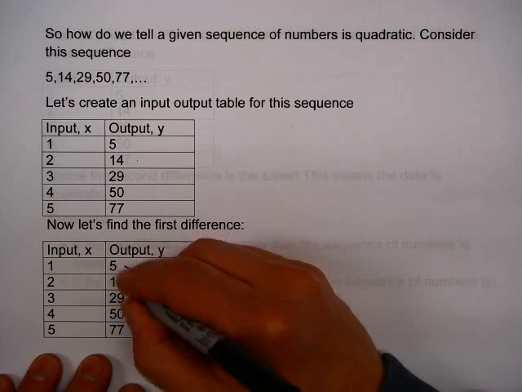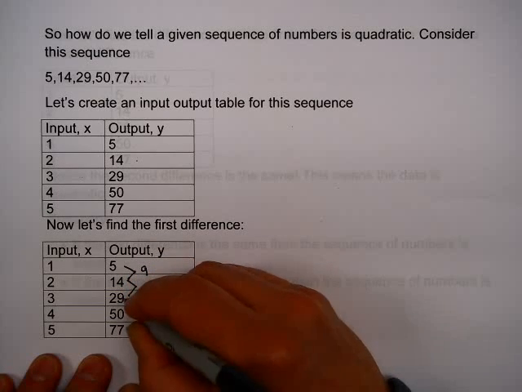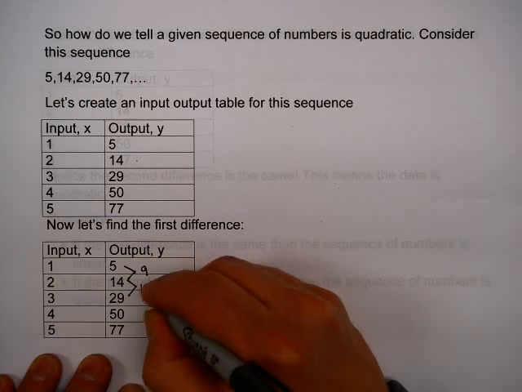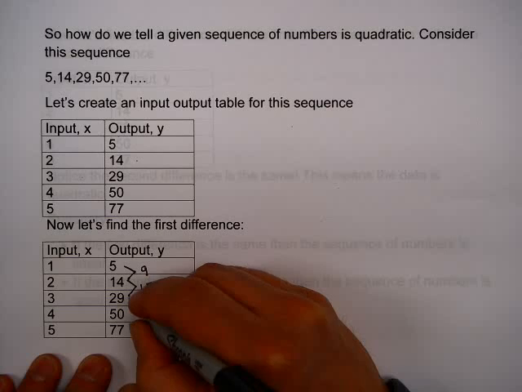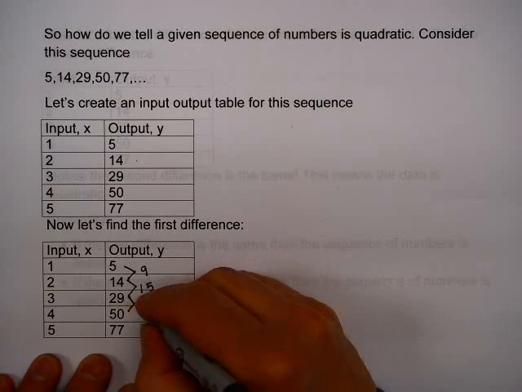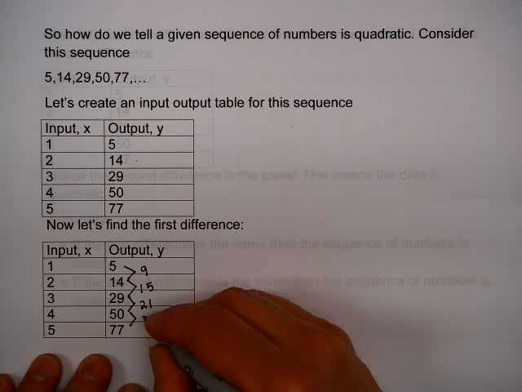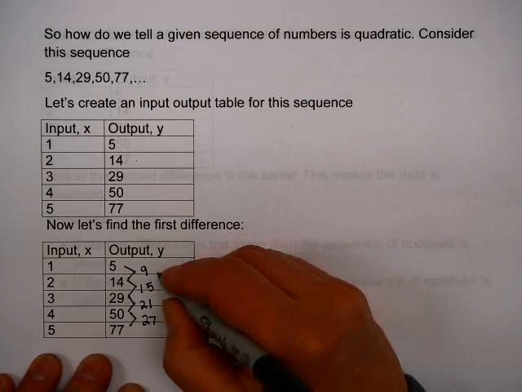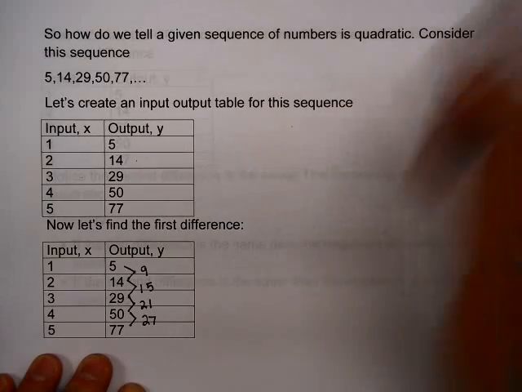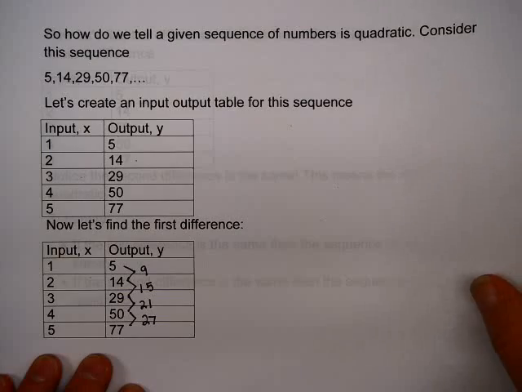But this time, if I do the first difference, well, what do I get? I get 9 here. 29 minus 14 is 15. Oh, goodness, these are not constants. 50 minus 29 is 21, and 77 minus 50 is 27. So the first difference is not constant. That means this is not linear.